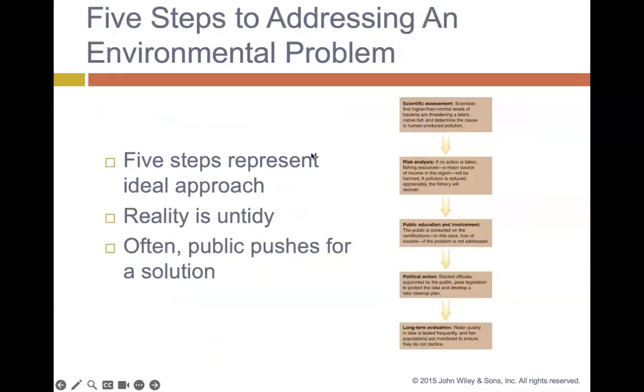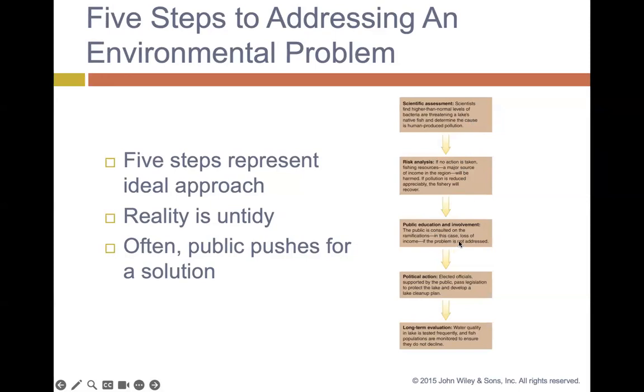And then we have a 5-step approach, which represents an ideal approach. Reality is untidy, but often the public pushes for a solution. So, 5 steps to addressing an environmental problem. We have a scientific assessment where scientists find higher than normal levels of bacteria, for example. We do a risk analysis problem.